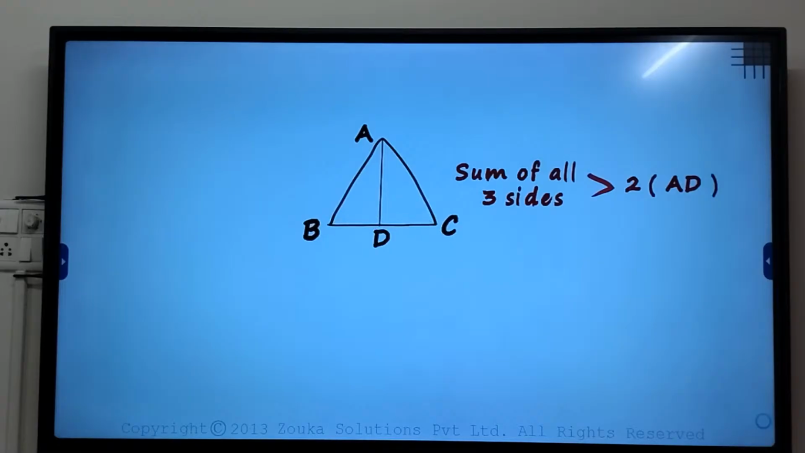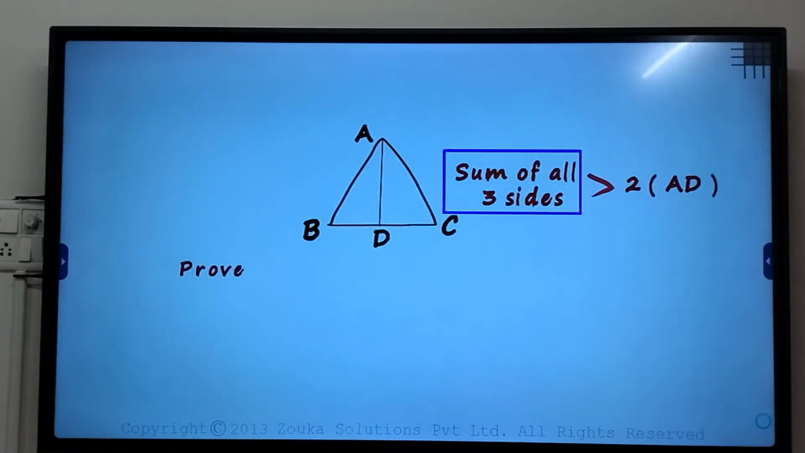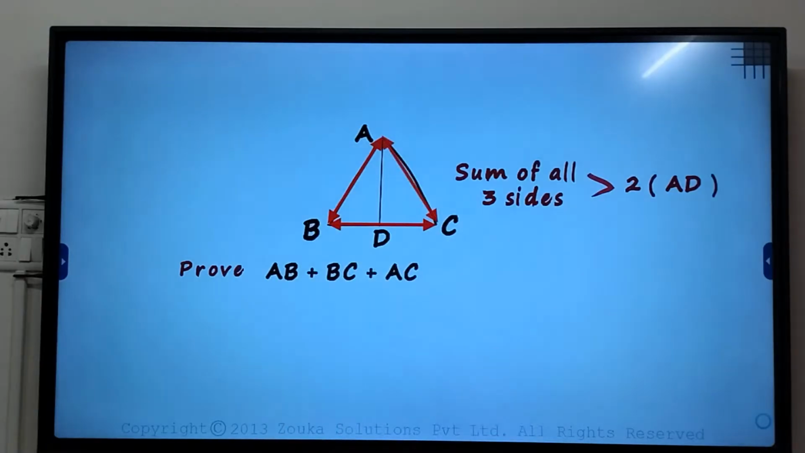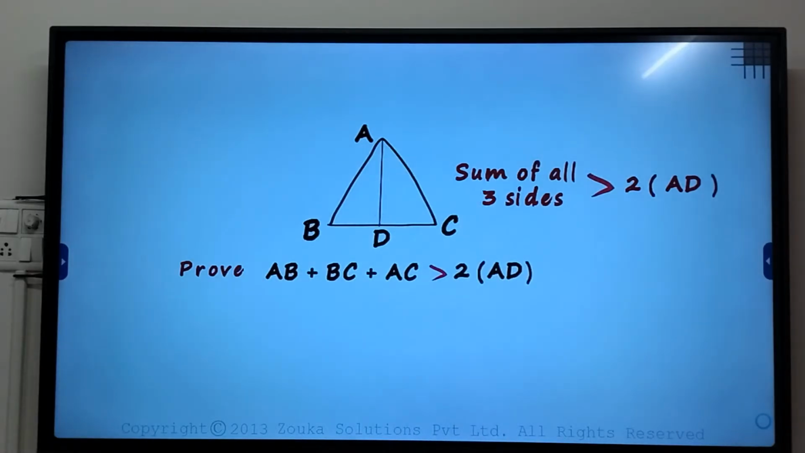How do we do this? Let's write down what we need to prove. The sum of all three sides is AB plus BC plus AC. We have to prove that this is greater than 2 times AD. The moment we see such a problem wherein we have to prove that the sum of sides is greater than something, we should realize that we may have to use the triangle inequality theorem.